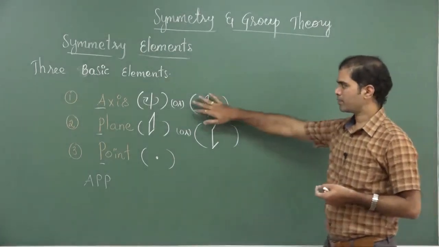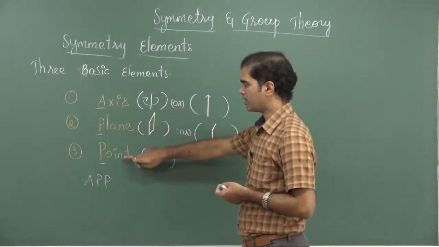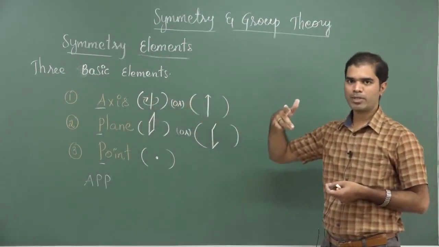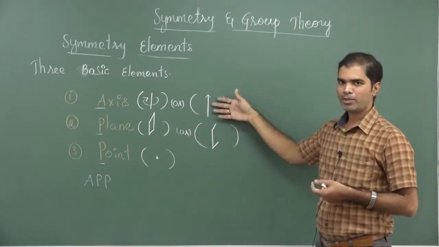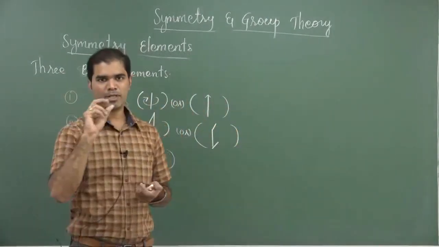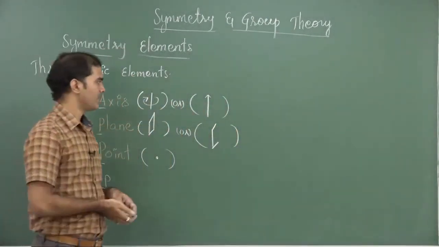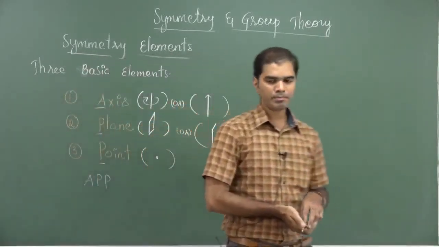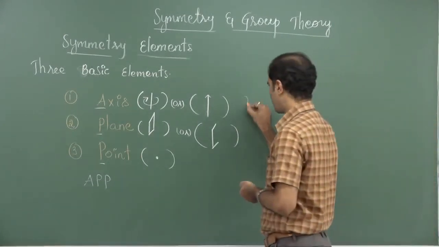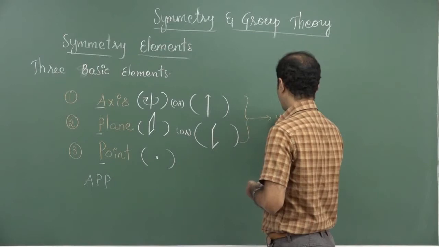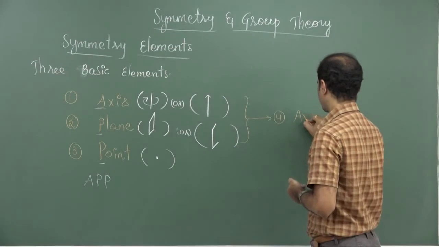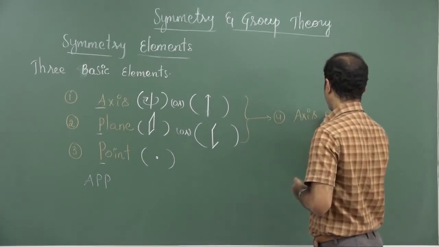But basically we have three. One is axis, second one is a plane, and third one is a point. The combination of two elements, axis and a plane, is giving you a fourth element called the alternating axis of symmetry, or you can also call it the improper axis of symmetry. And all the symmetry elements will be defined by some Mulliken symbolism. We will discuss it slowly in the coming classes. So we have also included another one. The combination of these two is giving you a fourth symmetry element, which is a combination of axis and plane.